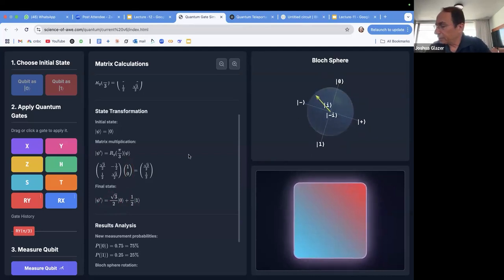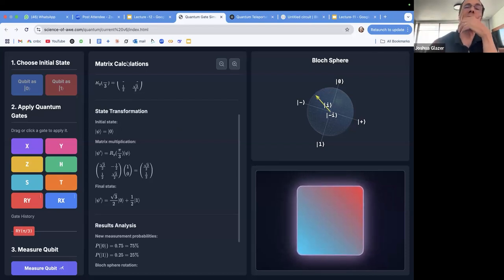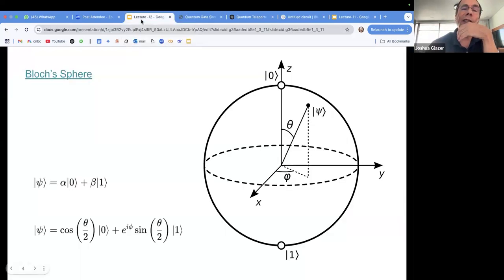Any questions on the Bloch sphere and why qubits are just points on the Bloch sphere? Great.